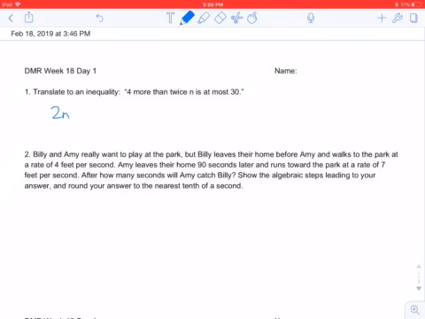Well, to show twice n, that means we multiply n by 2, and we want 4 more than that. Is at most. That means it can be no more than 30. It can be 30, but no more. Is at most 30 means less than or equal to 30.